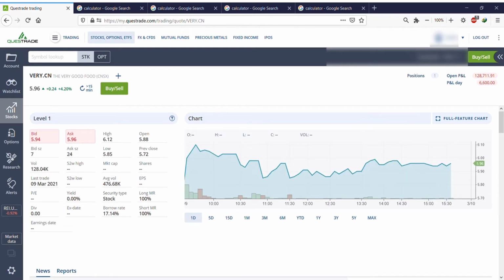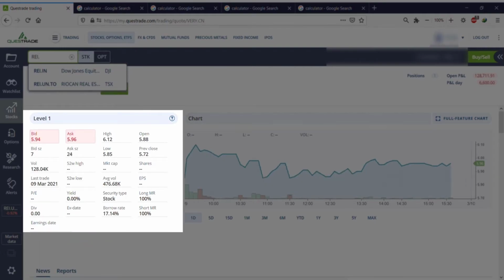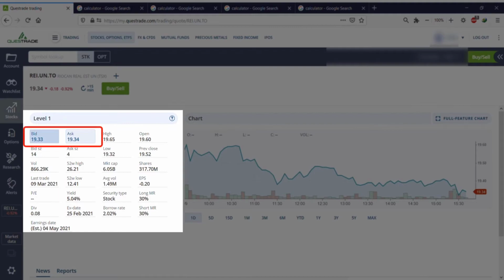So let me talk about a couple of things here. Let me pull up Ryokan. Very briefly, I want to talk about these things. Bid and ask. Bid is the highest price that buyers will pay. By the way, the system will determine who has the highest. The system will arrange the highest price itself.